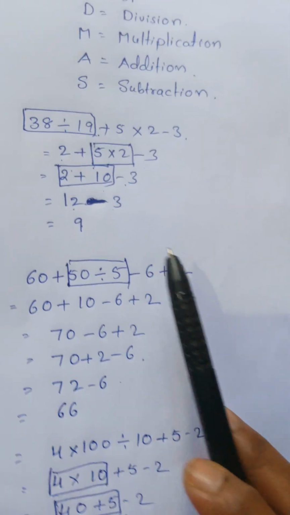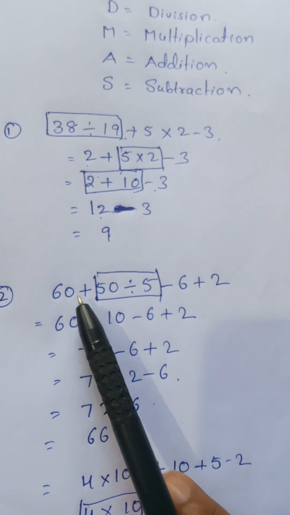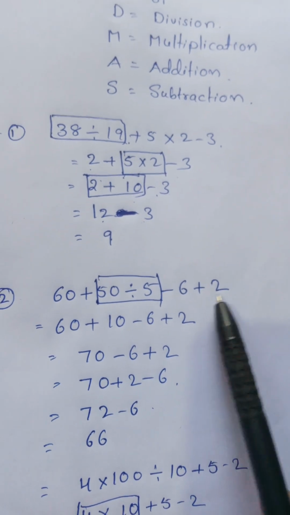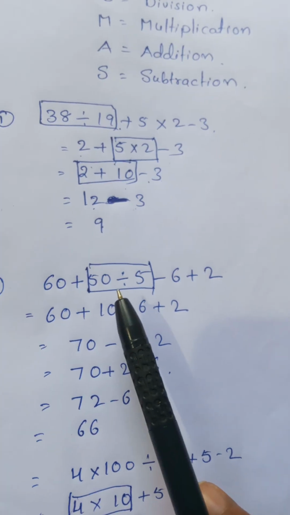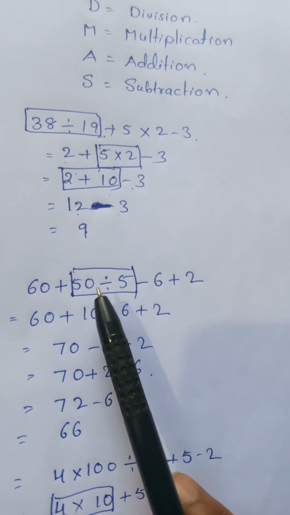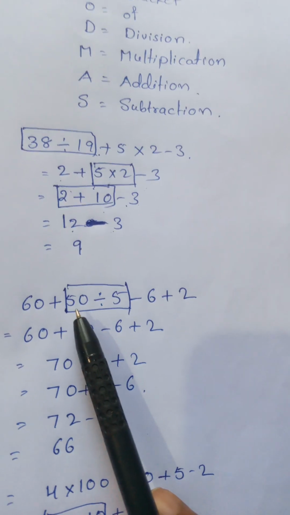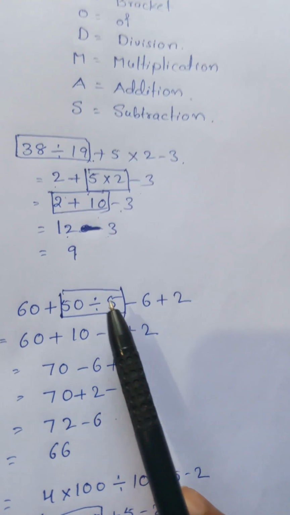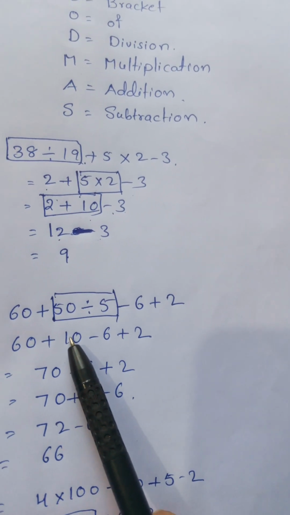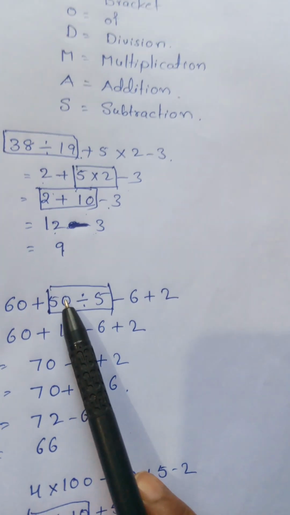Then let us go to the next problem. Example 2: 60 + 50 ÷ 5 − 6 + 2. Here also there is no bracket, only the division symbol. First, the division symbol is there: 50 ÷ 5. What is the meaning? 50 divided by 5. So in the 5 table, 10 times will come 50. 5 tens are 50.